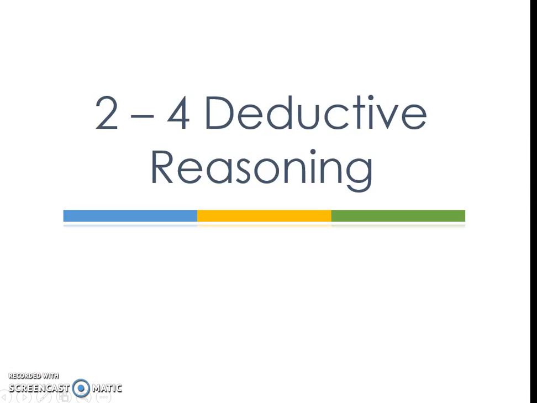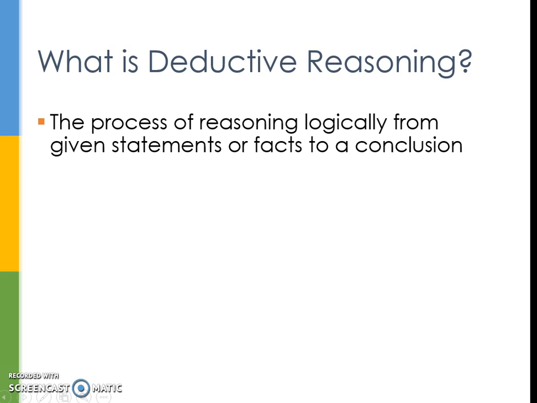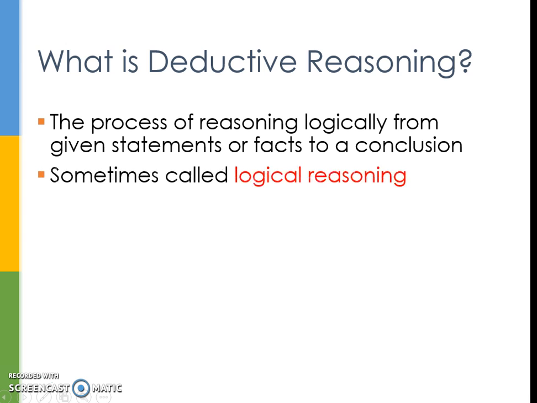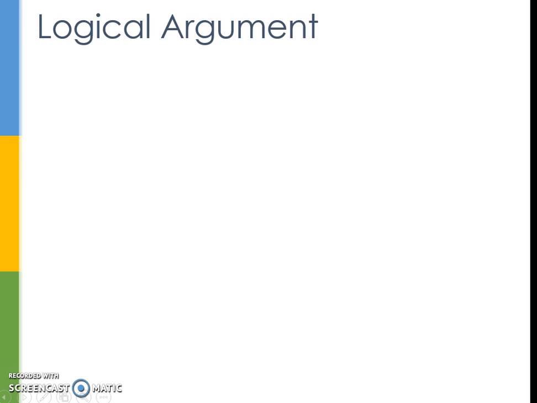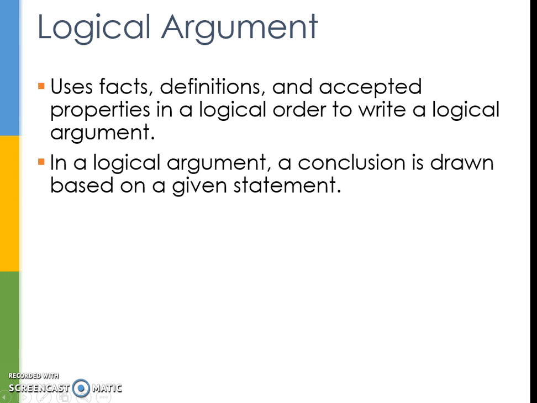Hi everybody, we're going to learn about deductive reasoning 2-4. What is deductive reasoning? The process of reasoning logically from given statements or facts to a conclusion, sometimes called logical reasoning. A logical argument uses facts, definitions, and accepted properties in a logical order. In a logical argument, a conclusion is drawn based on a given statement.